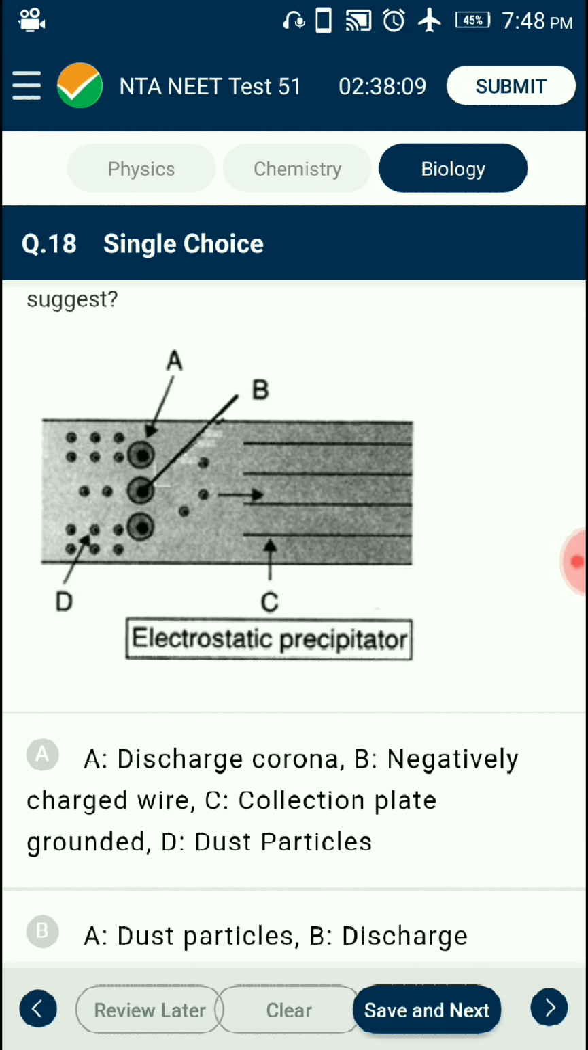The collecting plates are grounded and attract the charged dust particles. The velocity of air is kept low to allow the dust to fall, ultimately cleaning the air. So the answer for this question is option A. In the given diagram, A represents discharge corona, B negatively charged wire, C collection plate grounded, D dust particles.